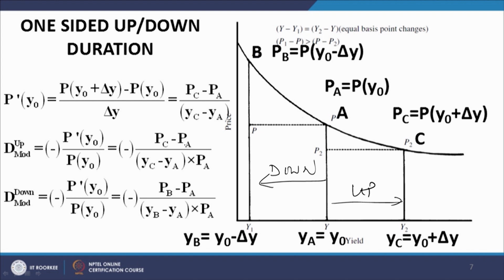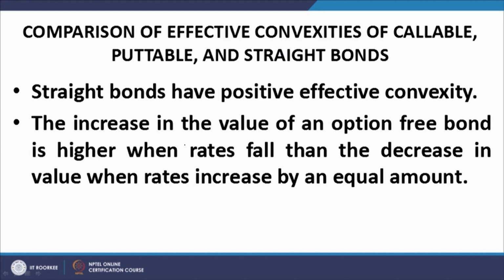Comparison of effective convexities of callable, puttable and straight bonds. As far as straight bonds are concerned, we all know that straight bonds have positive effective convexity. The yield-price curve has a convex nature, and we also know that the second derivative of the price with respect to YTM is positive, and therefore the convexity of straight bonds is invariably positive.